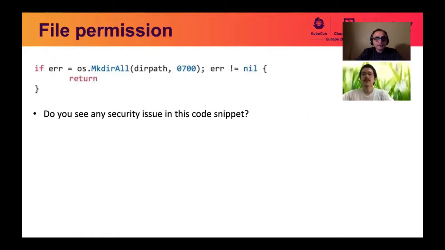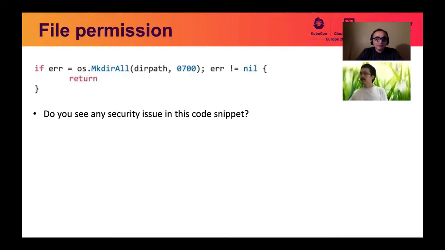So, all right, a couple more examples, right? Mitake did explain a few of them. I'll talk about a couple more examples here. This is a small snippet which is basically doing nothing but creating a new directory by calling MkdirAll. Do you see any security issue in this snippet?